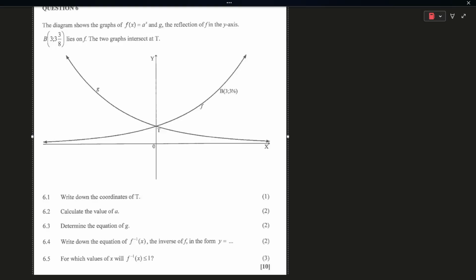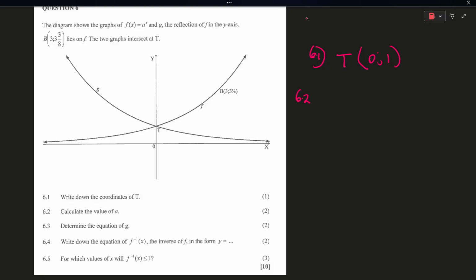The diagram shows the graph of f of x is equal to a to the power of x, and g, the reflection of f in the y-axis. Okay, that is what we are having there. The two graphs intersect at T. Now write down the coordinates of T. That is 6.1. Every time these graphs pass here, T is (0; 1). That is the answer for this one.